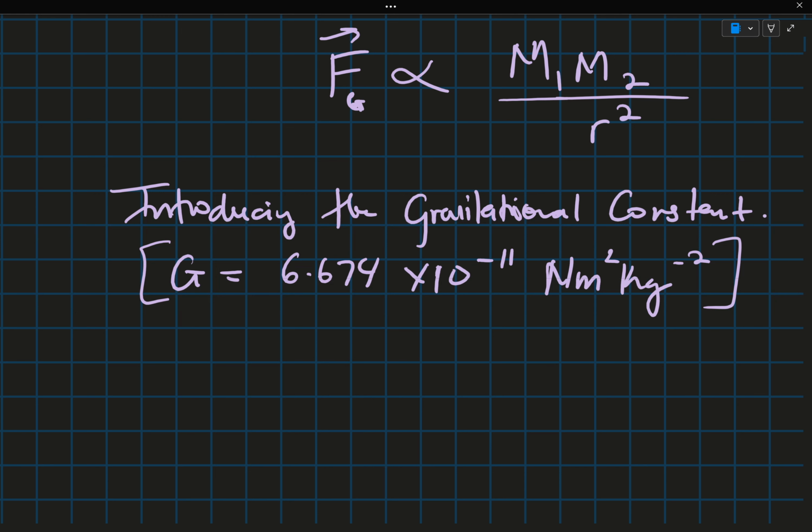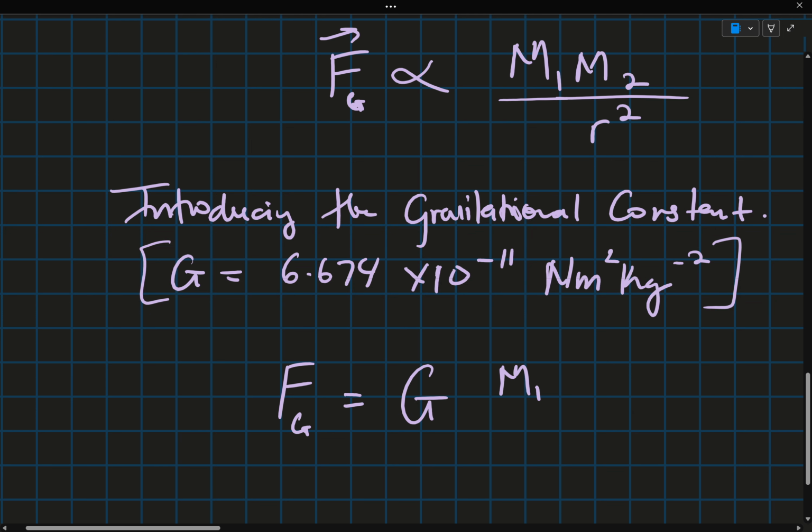So if we introduce a proportionality constant, we can reduce the equation to Fg is equal to G m1 m2 all over r squared. That is how we find the gravitational force between two things. Alrighty, that is it.